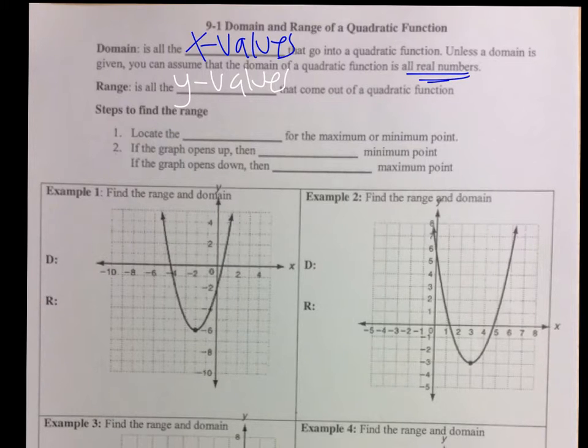First, you must locate the y value for the minimum or maximum point. And remember, when you find the minimum or maximum point on a parabola, you look at the vertex.